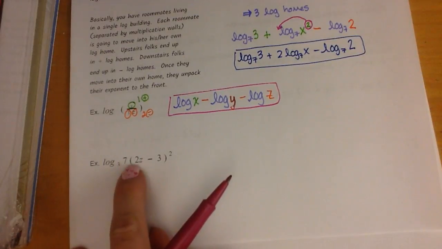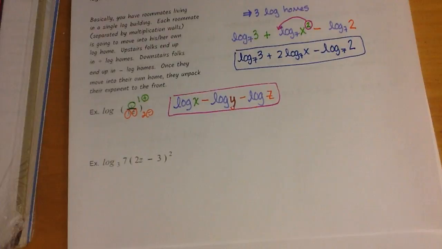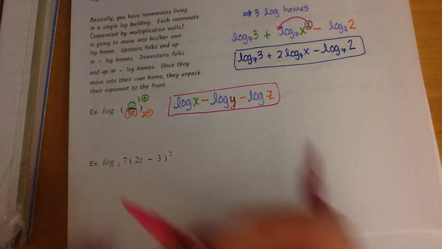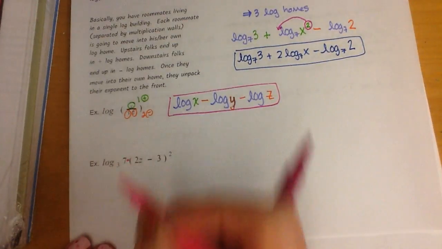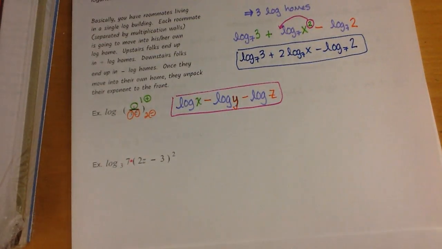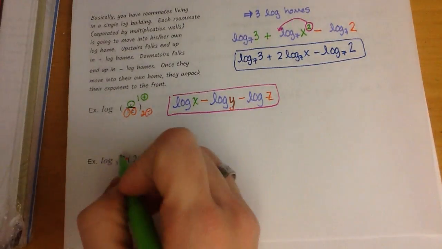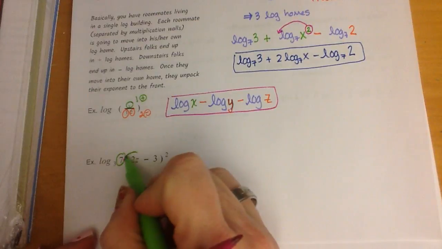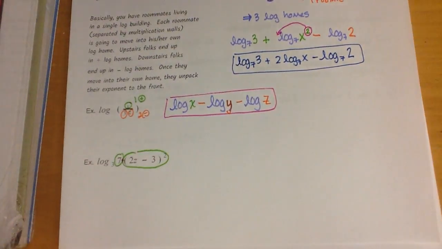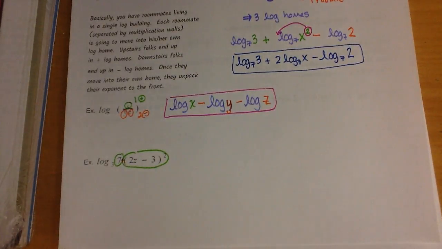Log base 3 of 7 times (2z minus 3) squared. You have to look for the multiplication in this problem. It is multiplied right here between the 7 and the parenthesis. The 2z minus 3, that cannot be separated. So we're just going to treat it like its own roomie. So in this case, since there is no denominator, I have 1, 2 upstairs roomies. So I'm going to need 2 logs that are base 3.